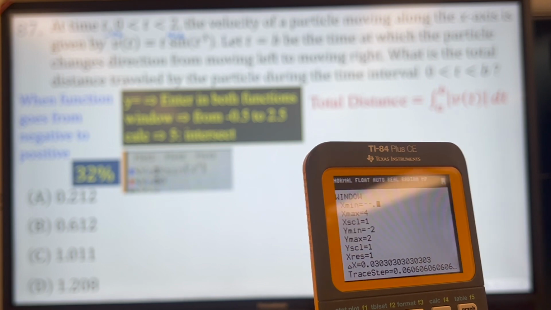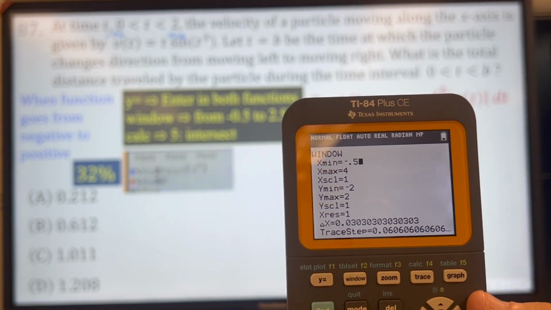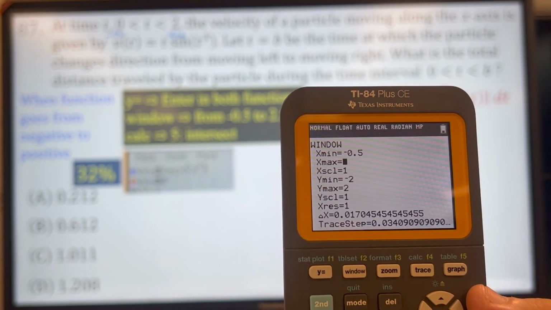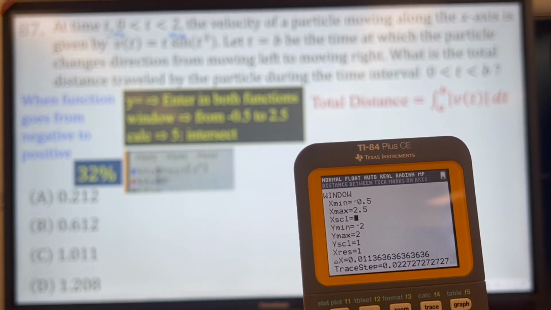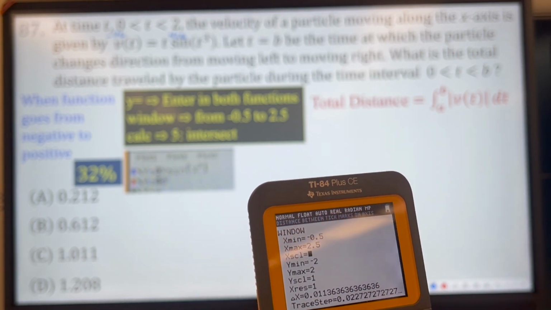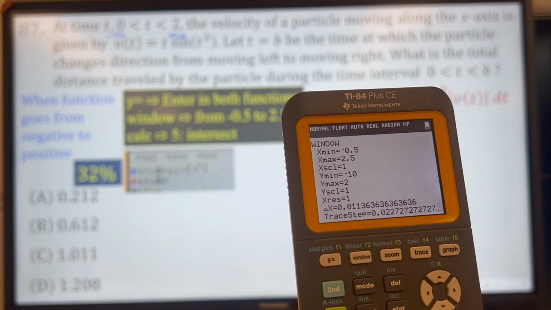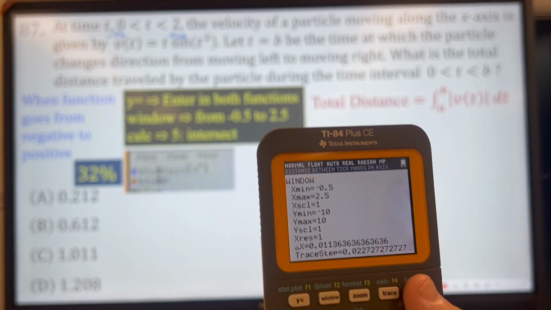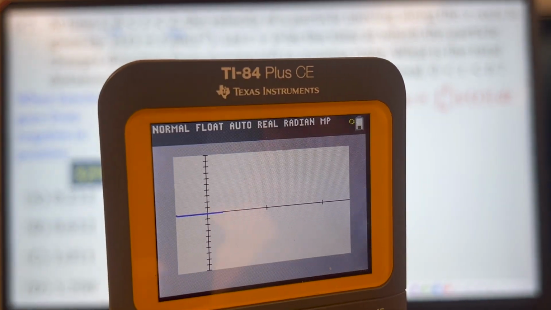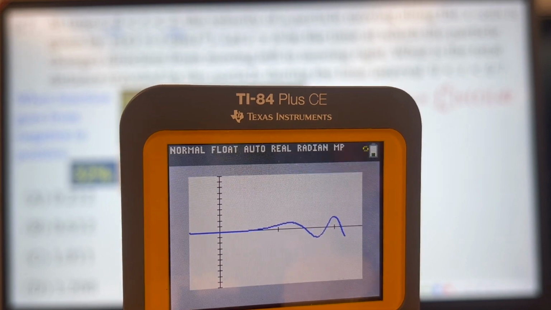My window, as I said before, let's make x from negative 0.5. I'm just going to clear this whole thing. Negative 0.5, enter, and I'll make it to about 2.5, enter. I don't know what my y's are going to be, so I'm just going to keep my scale 1, like negative 10 to 10 to start with. I just always guess. Let's see how this works. Oh, see how that graph is really bad?